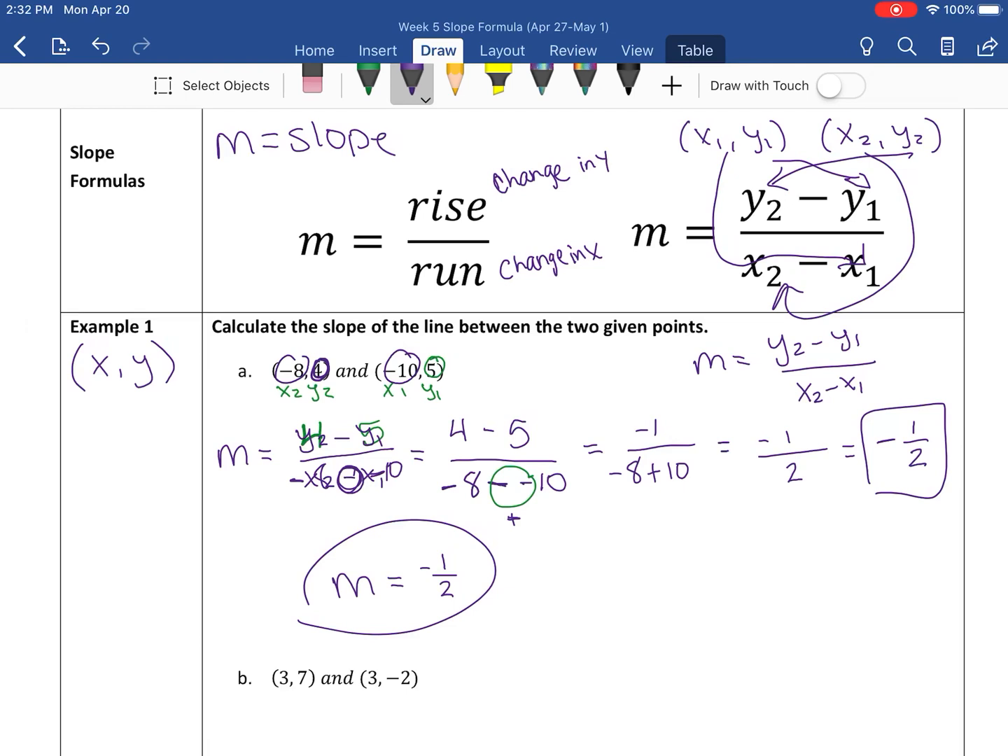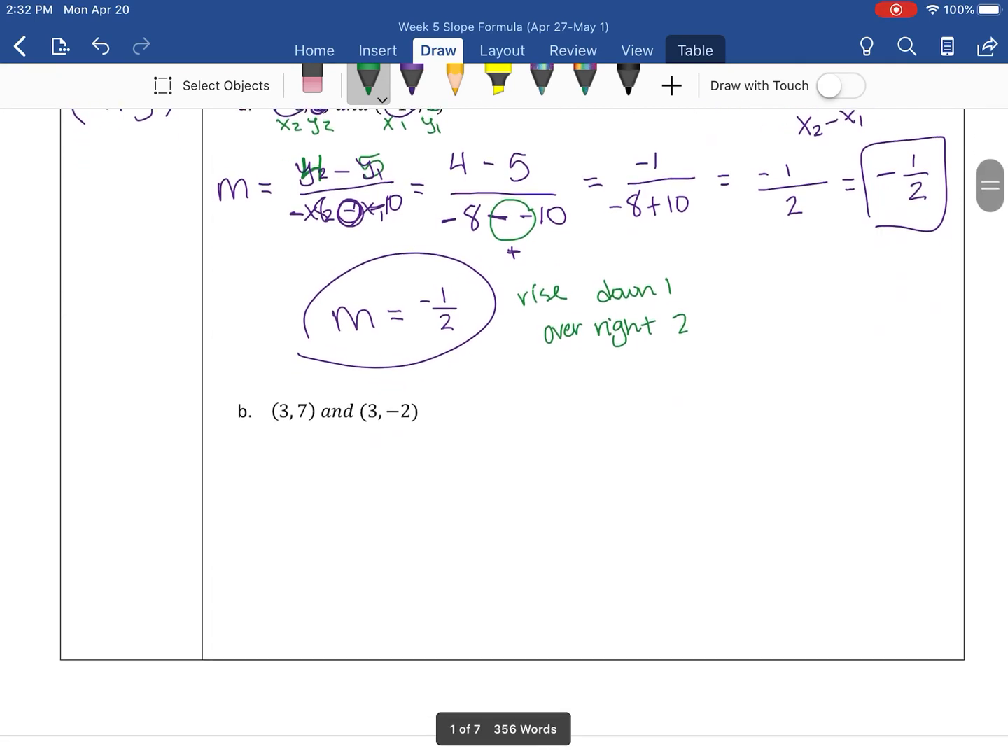And so what this means, if we were going to graph this, this means that our rise is -1. In other words, we'd go down 1, and our run is over 2. So we'd go over, or to the right, 2. And that's what our slope means. So let's practice a couple more.